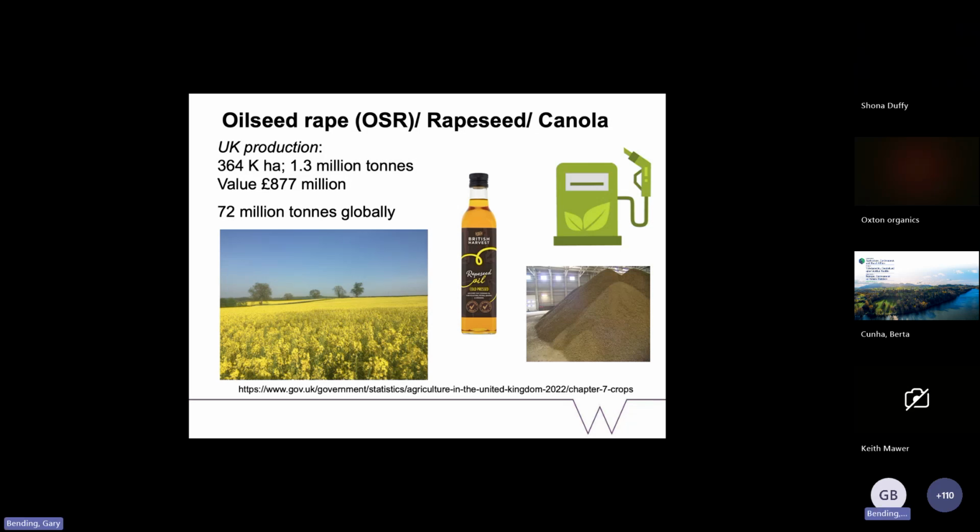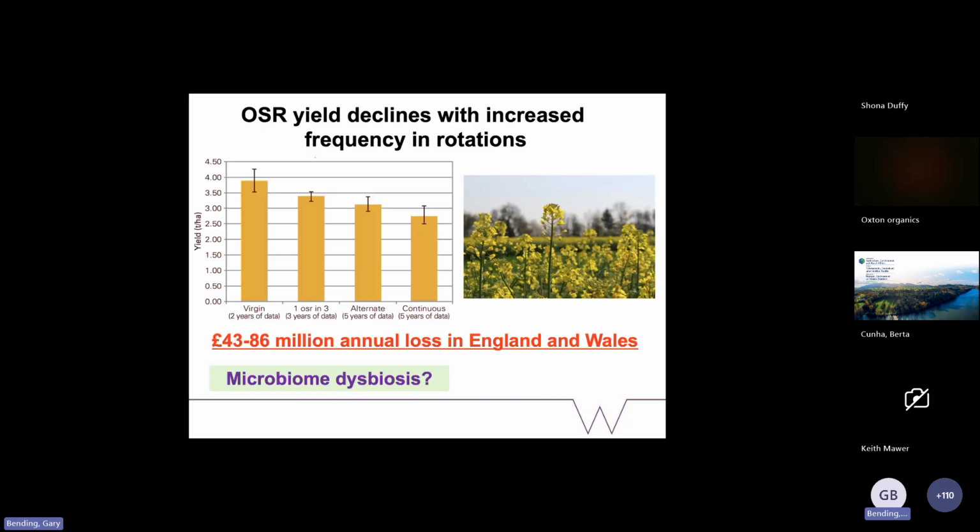We focused on oilseed rape because it's an important UK crop, and this is some data on the value of the crop. You can see that it has a huge value in the UK and globally: 72 million tonnes globally, and just in the UK, worth almost £1 billion. And of course, it's important not just because of oils, but because of biodiesel now and its use in animal feed.